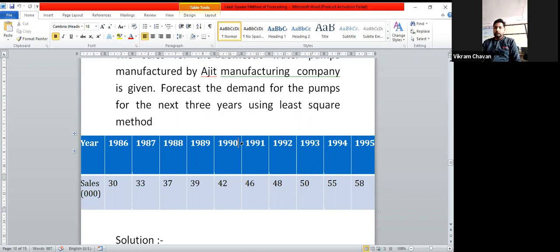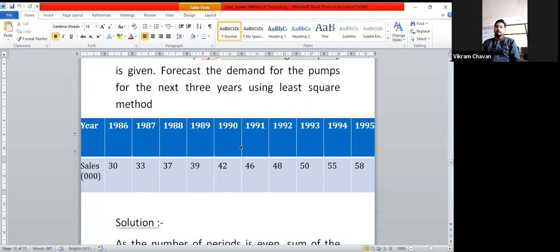Now, while providing the deviation, for the midway period between 1990 and 1991, we have to provide the zero deviation, or we have to consider it the origin of the deviation. From that point we have to start giving the deviation. So that is the trick.